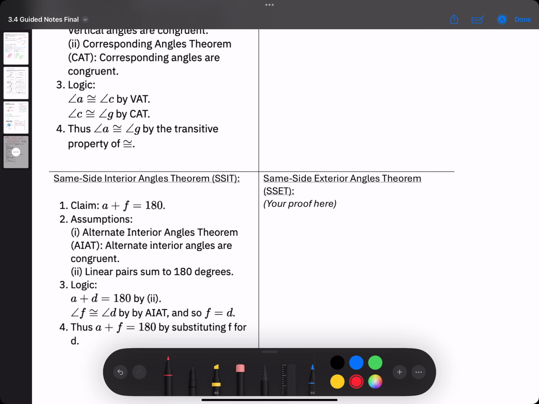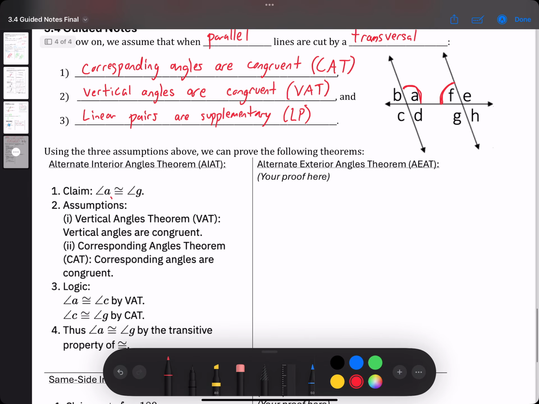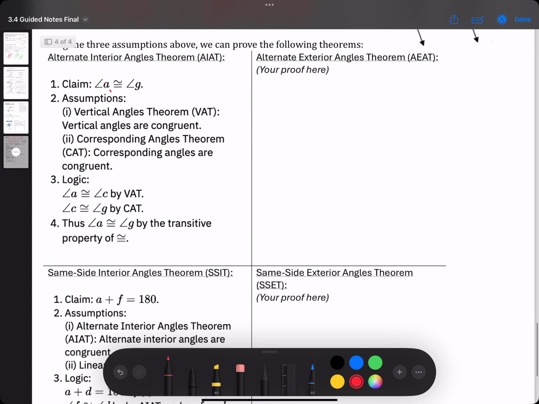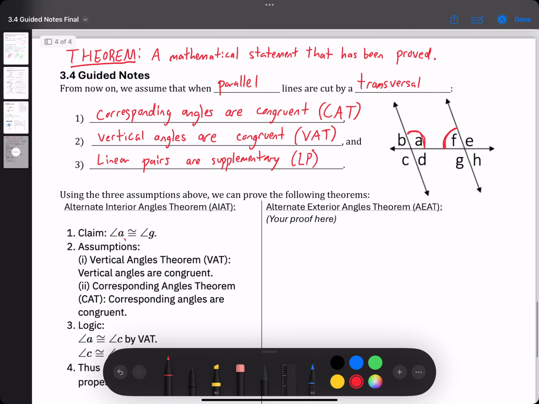We know the alternate interior angles theorem. So we know that F is congruent to D. We know that those two are the same. That's the alternate interior angles theorem right here. And we also know that if F is congruent to D, and A and D make 180, then that means A and F also have to make 180.